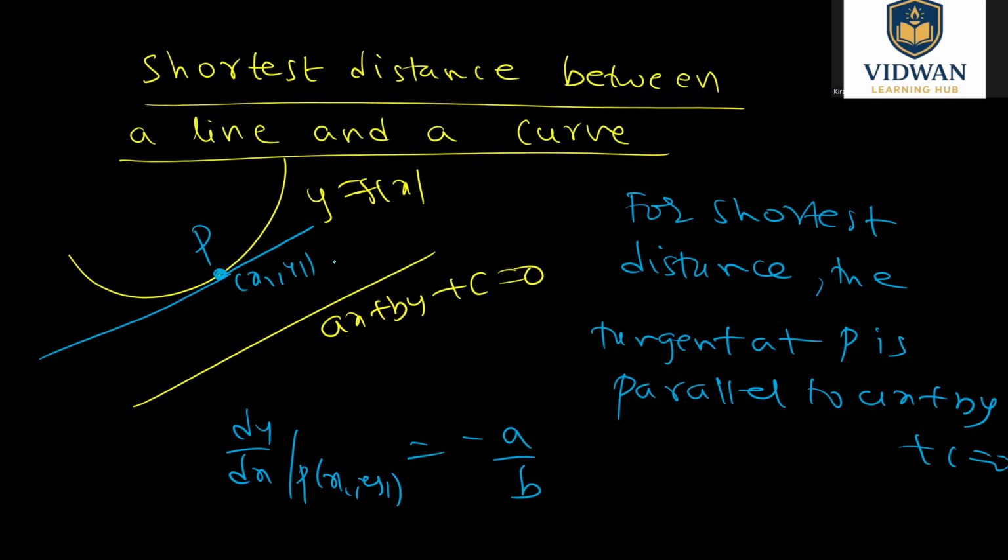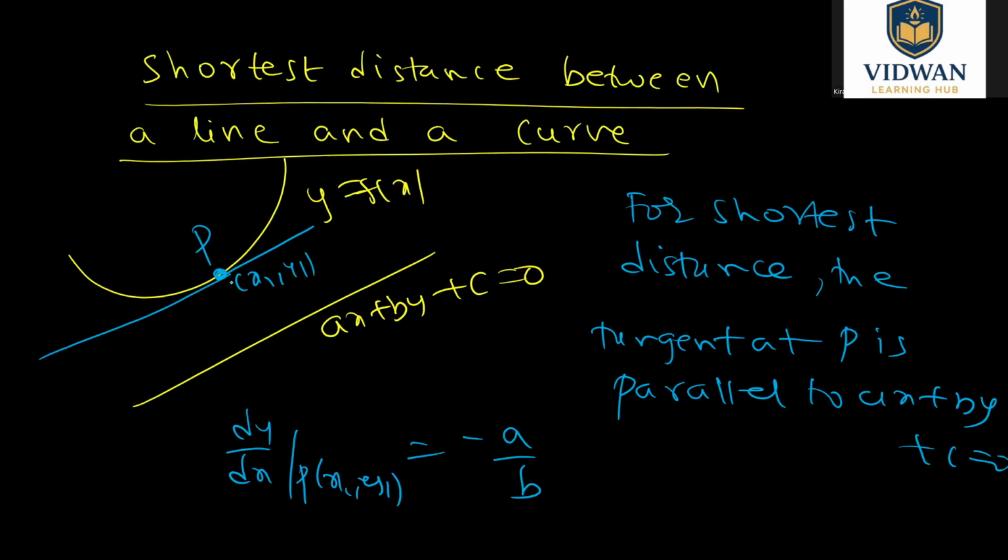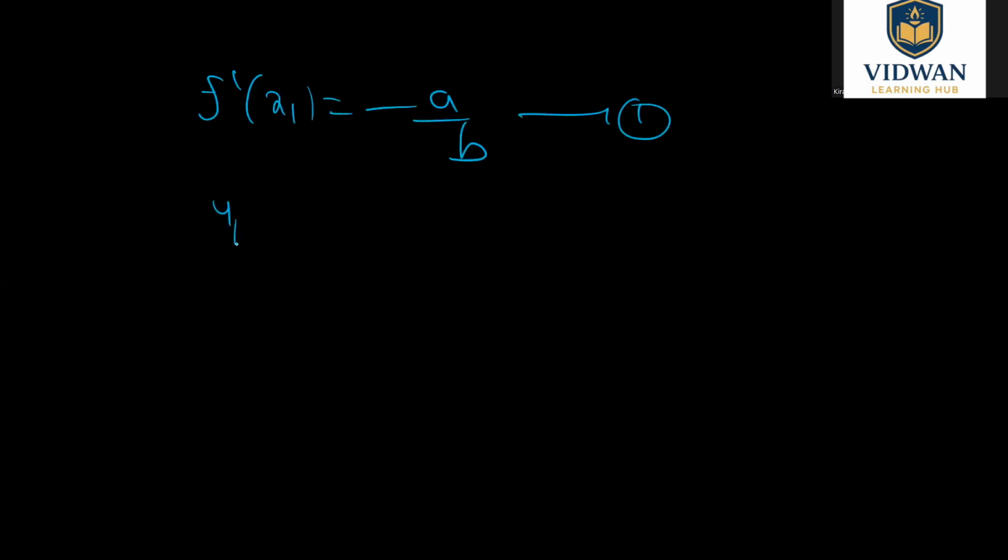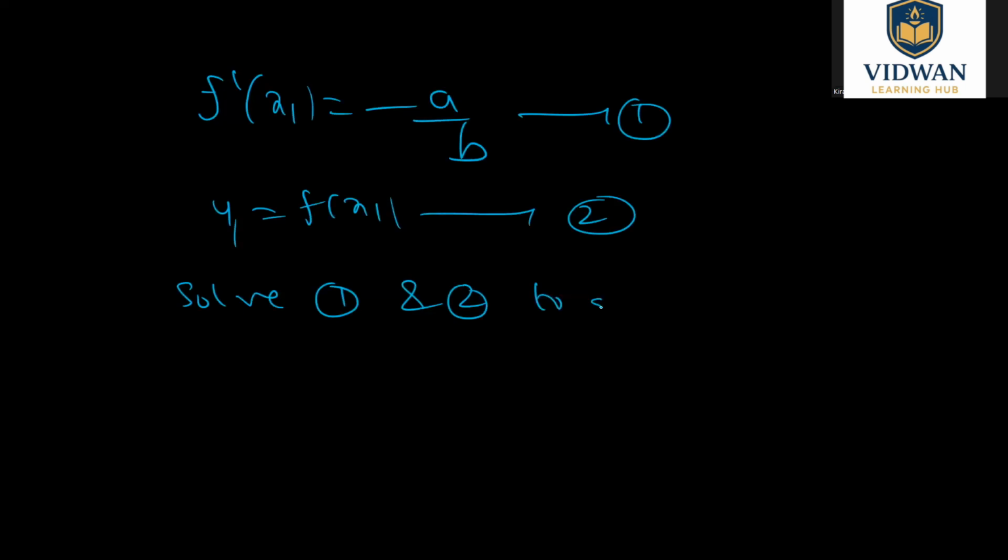And you know that for f of x, the derivative at this point is f dash x1. So this derivative is nothing but f dash of x1 equal to minus a by b. This is condition 1. And the second condition is, since x1, y1 lies on the curve, x1, y1 will satisfy the curve. So we have y1 is equal to f of x1 as the second condition. Then you just need to solve 1 and 2 to get P x1, y1. So basically when you solve them, you'll get the value of x1 and y1.